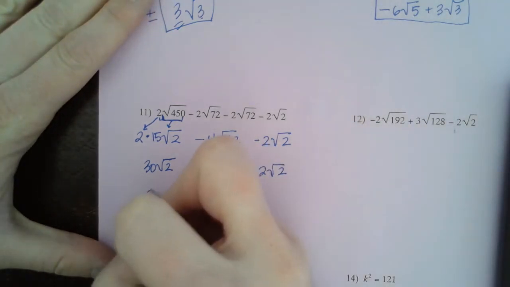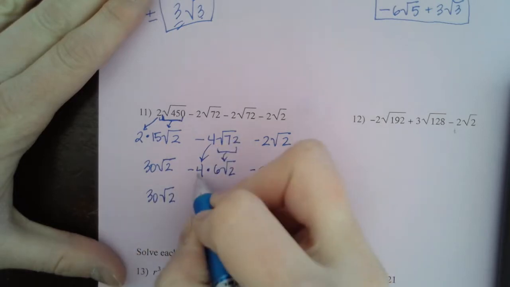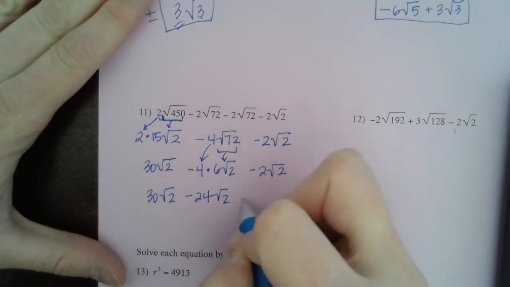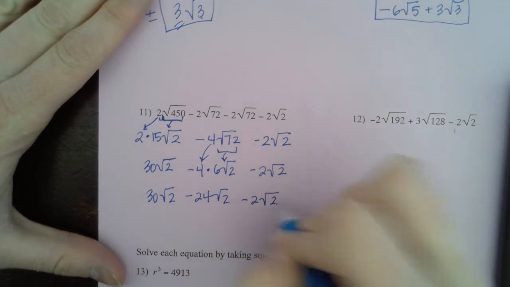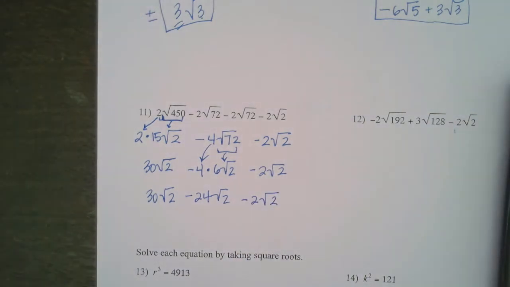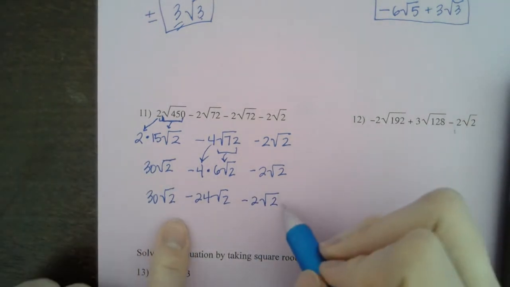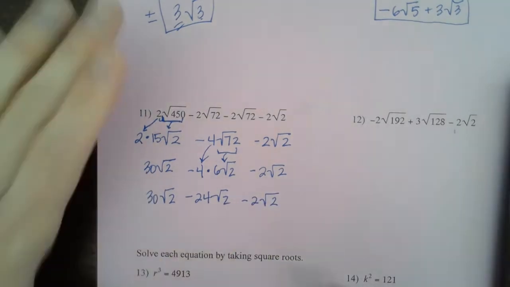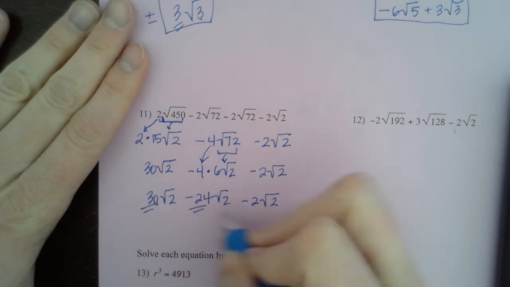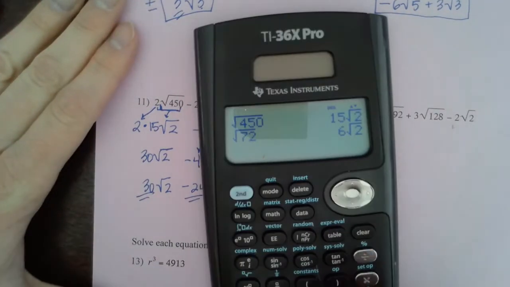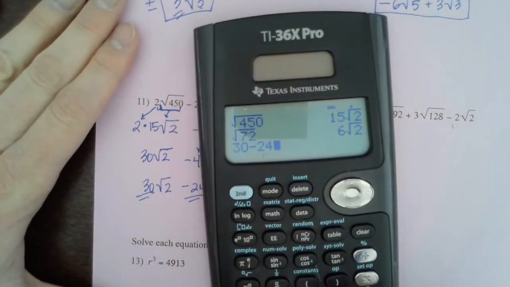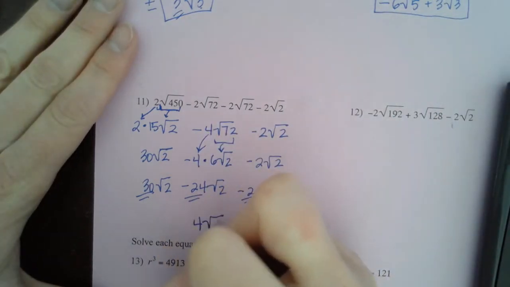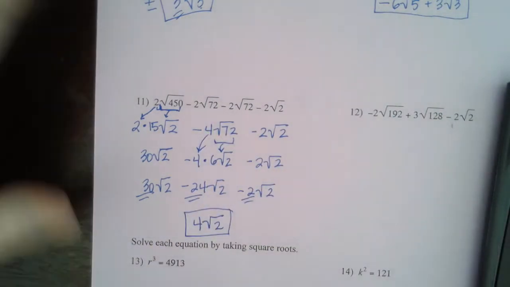So now let's write it again. We've got 30 root 2. Negative 4 times 6 is negative 24 root 2. And we have our negative 2 root 2. Oh, also, now that we're here, we can see that we have a root 2, root 2, root 2. So we're just going to combine these first numbers together. So that's positive 30, negative 24, negative 2. So 30 minus 24 minus 2 is 4. So all together, we have 4 root 2 for our final answer.